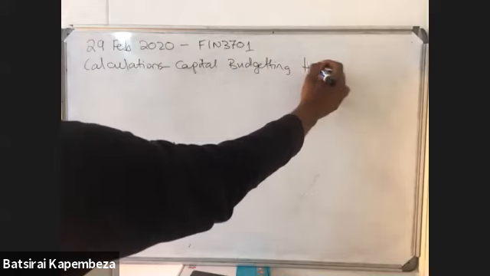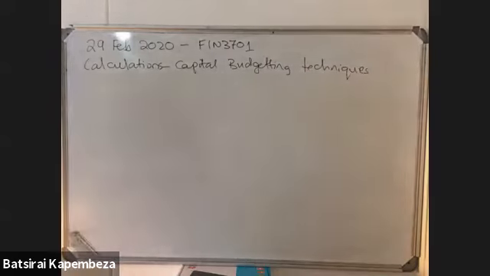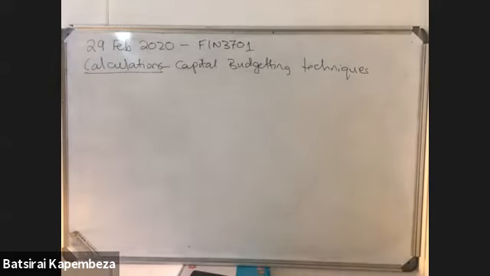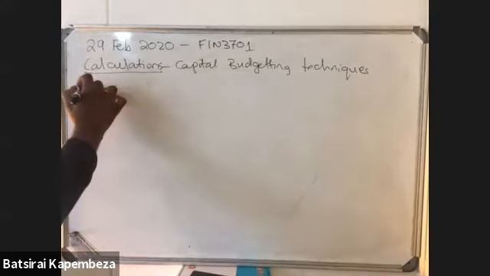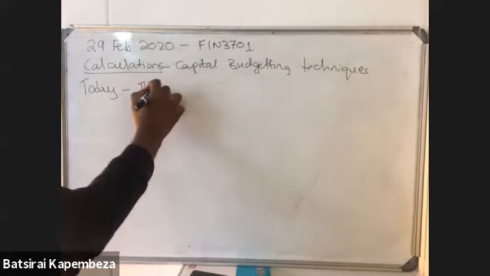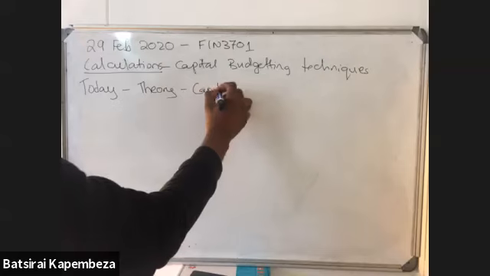Today, we are going to look at the last part of what you need to know in study unit 2. Not only do you need to know the calculations involved in capital budgeting techniques, but you also need to know some theory. So today I'm going to take you through some important theory that you need to know on capital budgeting techniques.